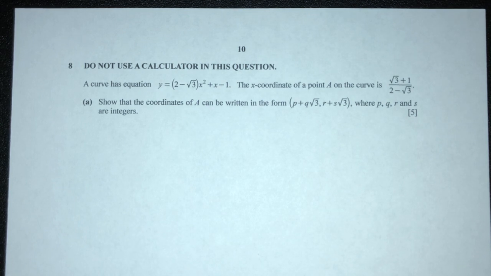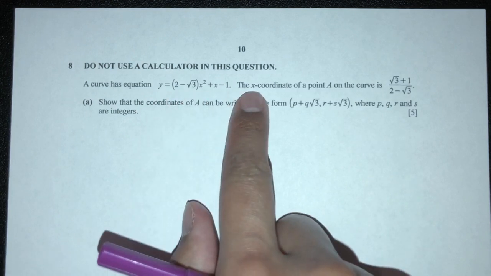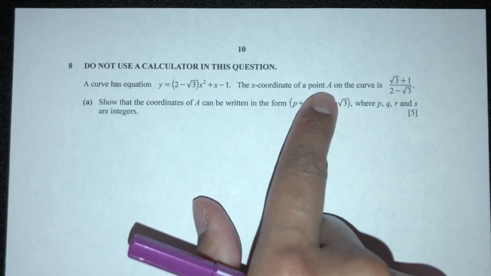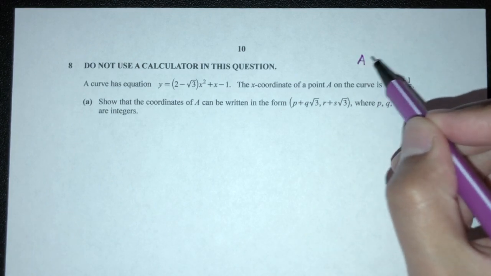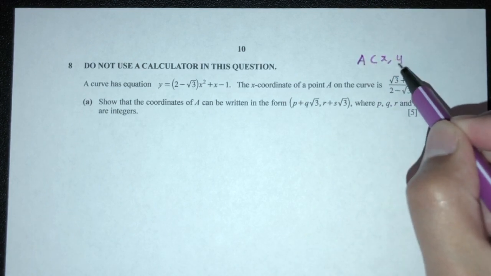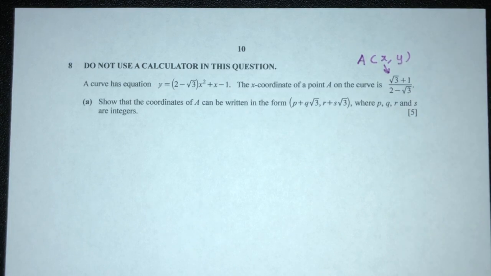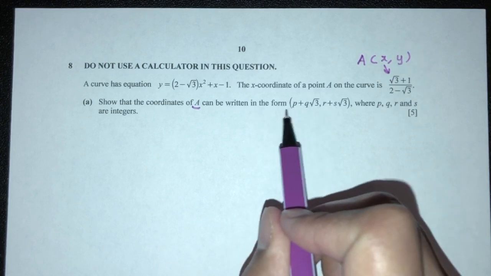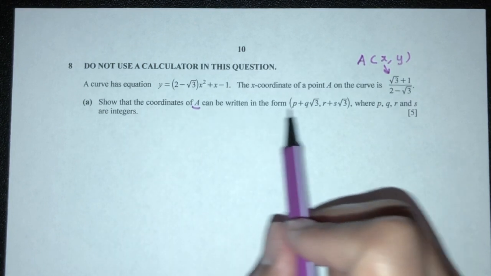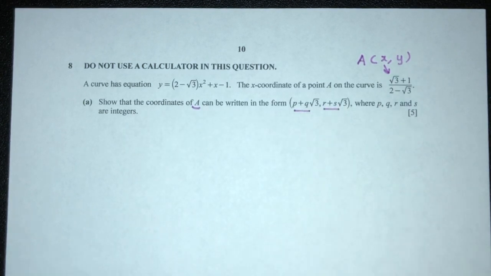So a curve has this equation. The x value of a point A on the curve is this. So we have a point A with this x value. Now in part 1, we have to show that the coordinates of A can be written in this form. Let's see how we can do that.